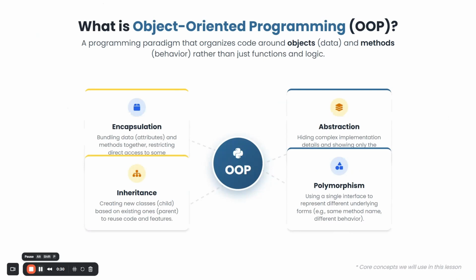It is a programming style where we organize our code around objects instead of only using functions and logics. What are objects? Objects are nothing but the data. And what are methods? Methods means the behavior of that particular function. Here, the four pillars of object oriented programming are encapsulation, abstraction, inheritance, and polymorphism.